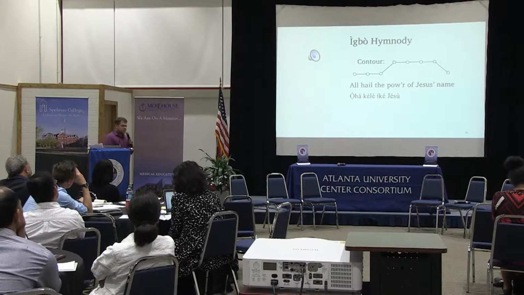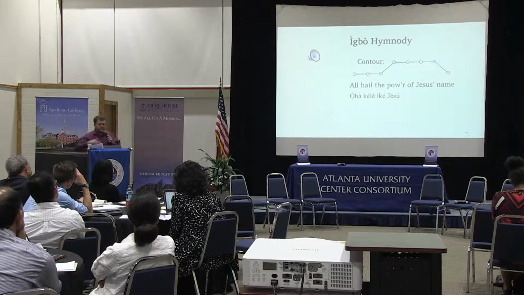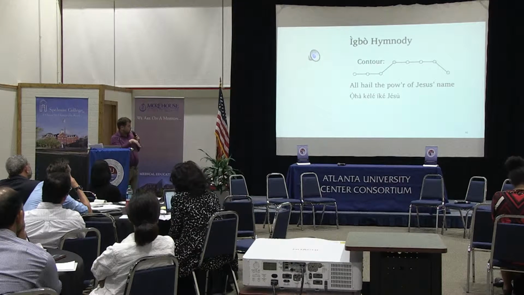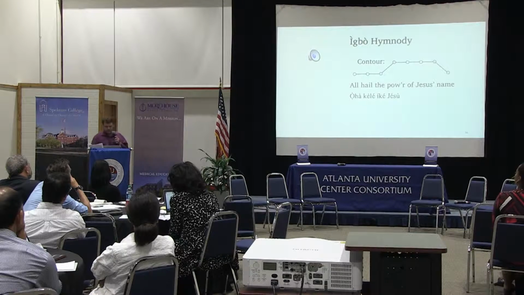What they would do is do metric translations. They preserve the number of syllables. So All Hail the Power of Jesus' Name is 8 syllables. Ohakele Ike Jesu is also 8 syllables. However, there's also an added tonal contrast, and you can see the shape of it there: low, low, low, high, high, high, high, low.